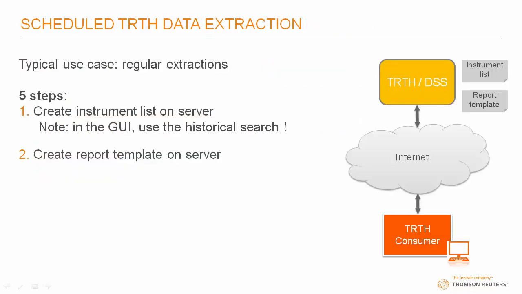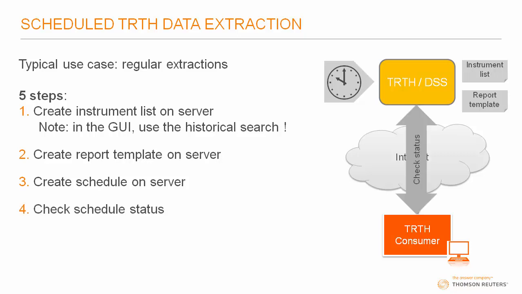After creating the instrument list and report template, the next step is defining an extraction schedule, which is saved on the DSS server. It can be executed one single time or run on a recurring basis. A schedule must refer to an existing instrument list and report template. Combinations are of course possible. Several schedules can be defined for the same instrument list and the same or different reports template.